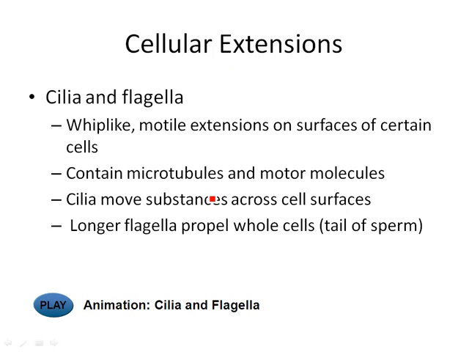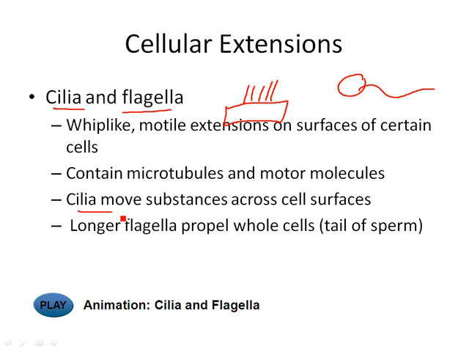You also have some things that stick off the cell, some extensions. You have cilia and flagella. Cilia are usually multiple, little fine hair-like extensions, and a flagellum is usually one long extension. These allow for movement. They will have a little whip-like movement. And wherever you find cilia, that usually moves stuff across the cell surface.